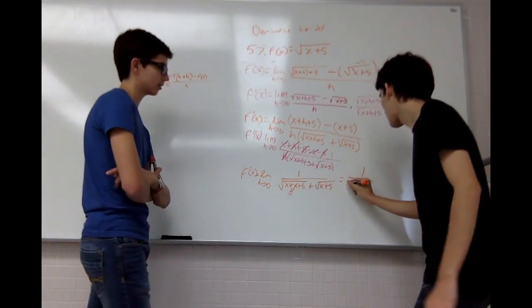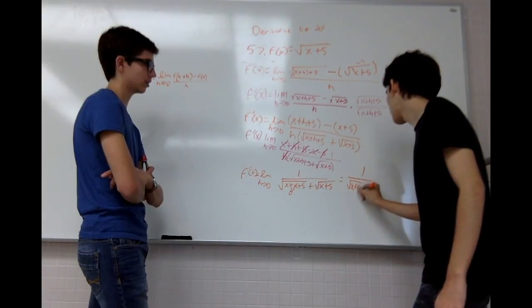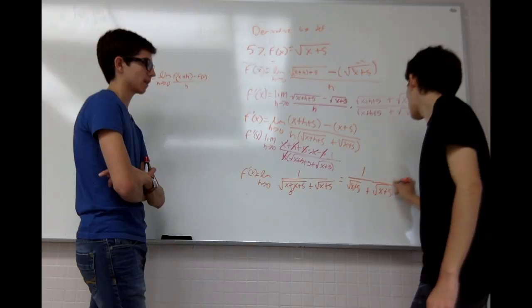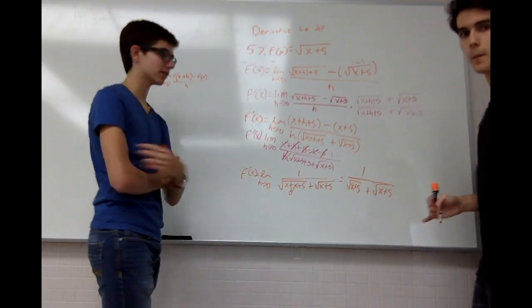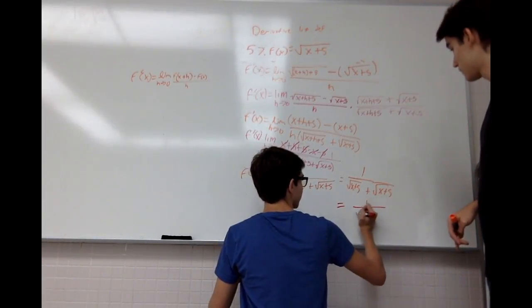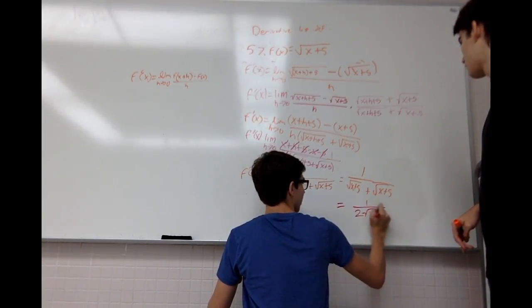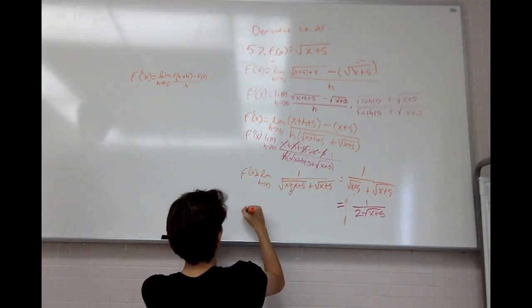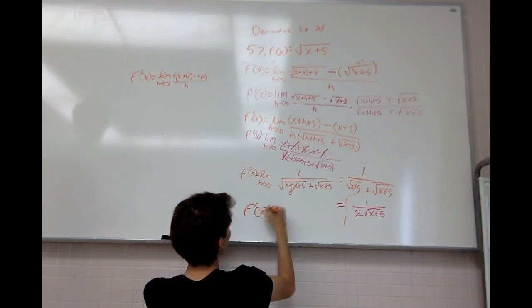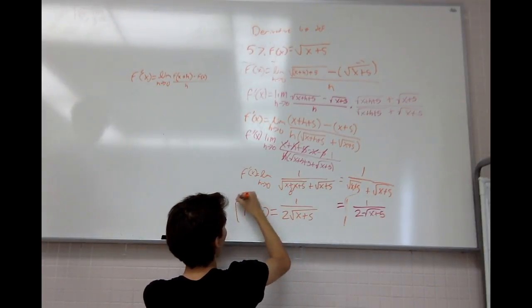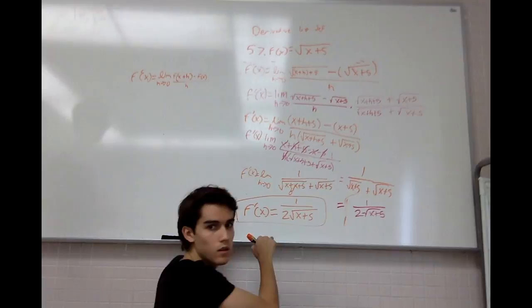So now we bring over the root of x plus 5 plus the root of x plus 5, which simplifies to 1 divided by 2 times the square root of x plus 5. So f prime of x equals 1 over 2 times the square root of x plus 5. This is our answer.